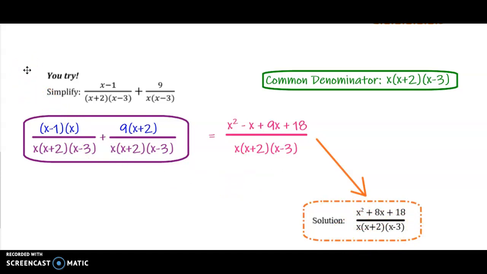So to recap, when you are adding or subtracting rational functions, you need to come up with a common denominator, and then you need to multiply your numerator by whatever that fraction is missing to make the common denominator. Then you add your fractions together by adding the numerators and keeping the common denominator. Your final answer should have the numerator in standard form with all like terms combined and over your common denominator.